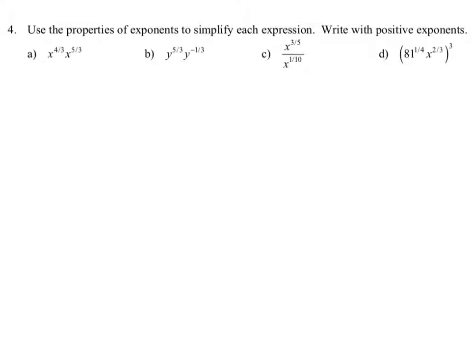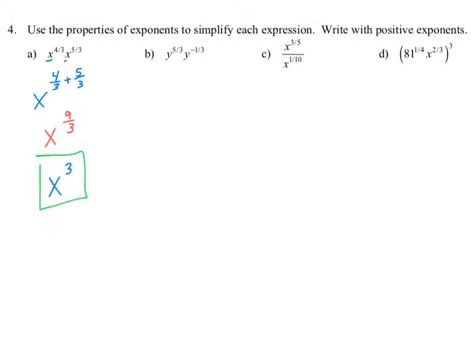Now we're going to use the properties of exponents to simplify each expression and write with positive exponents. We have x to the 4/3 times x to the 5/2. We're going to use the product rule for exponents, where if the bases are the same and you're multiplying, then you add those exponents together. So this becomes x to the 4/3 plus 5/3 in the exponent. And when you simplify that, add those fractions together, you get x to the 9/3, which simplifies as x to the 3rd. As our final answer, x to the 3rd.